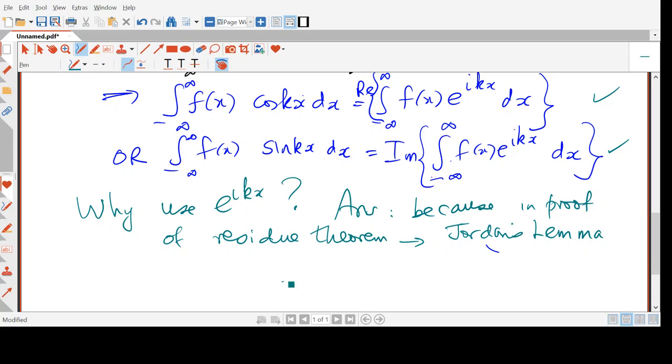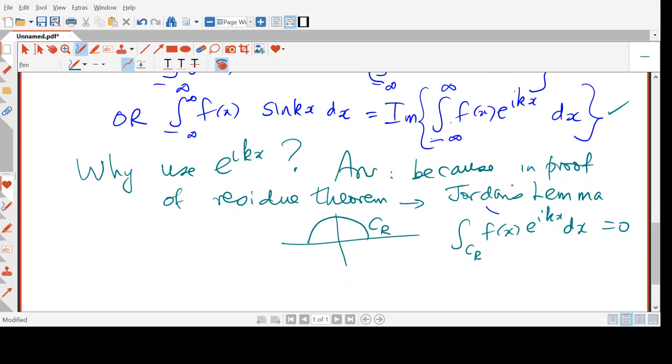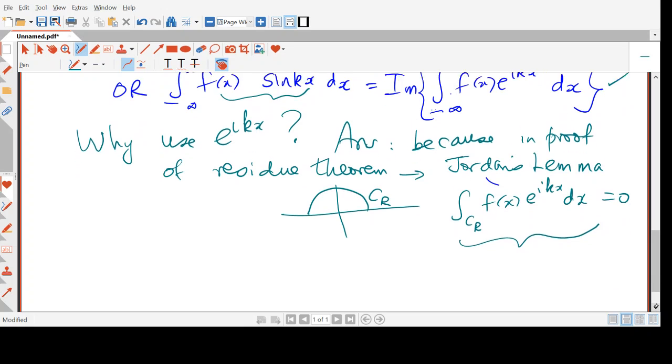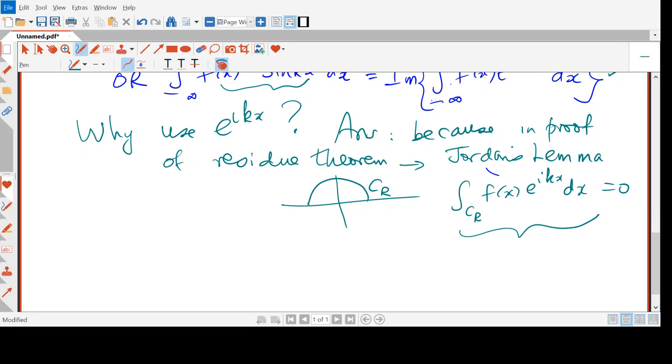So Jordan's lemma tells us that if you have a semicircle there, CR, then the integral along CR of f of x e to the I kx dx is 0. That's the result that we have been using all the time. So therefore, we have to convert the sine kx to e to the I kx because this is when the theorem actually works, when you have e to the I kx. But now we can go back using real and imaginary parts to work out the cos and the sine parts separately. Fine, so we've dealt with some examples of that type in class.